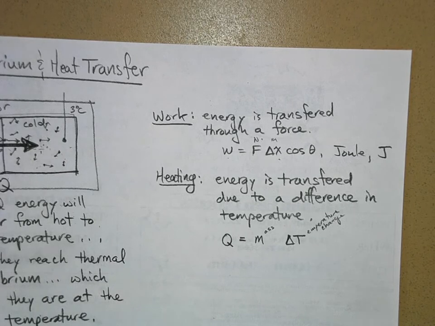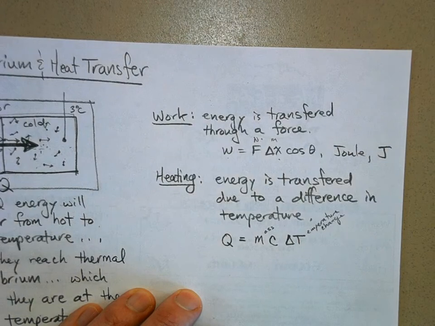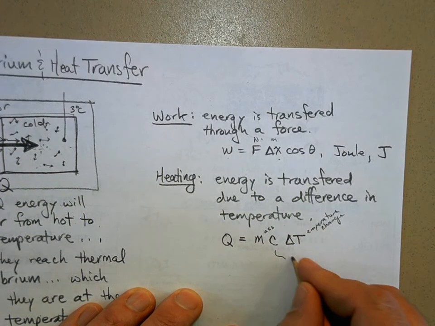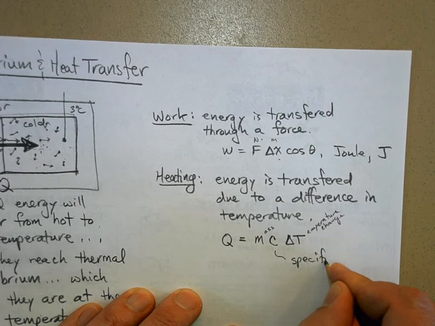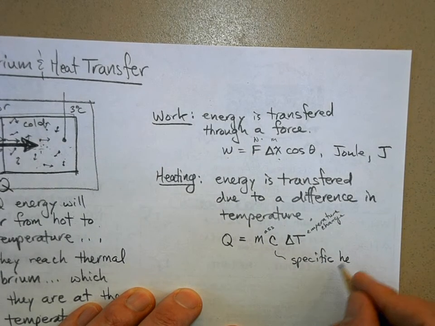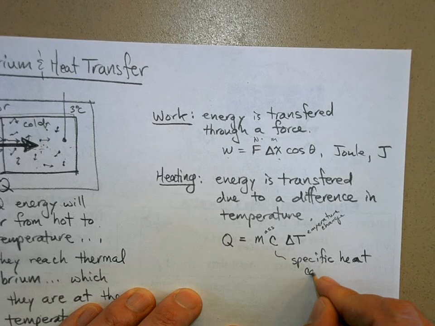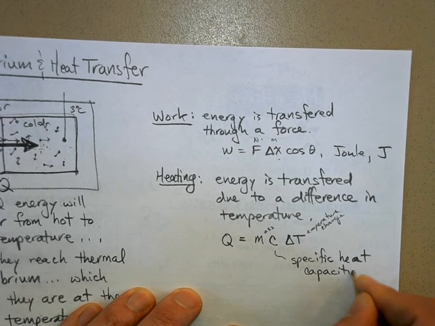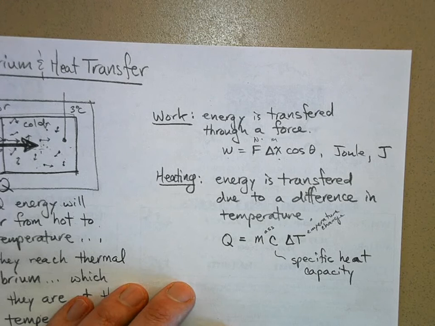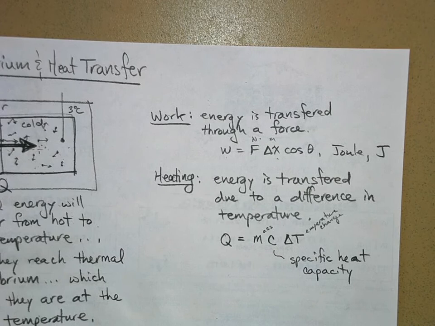Now, that property of the material to absorb thermal energy, we give it a symbol called C, and it's called the specific heat capacity. You might remember this from chemistry. I know this is review for most of you. But what is it? It's a property of that material. It's how much energy you need to raise 1 kilogram of mass of that material by 1 degree Celsius. That's how we define it.